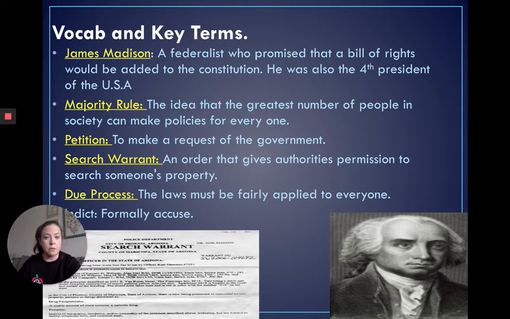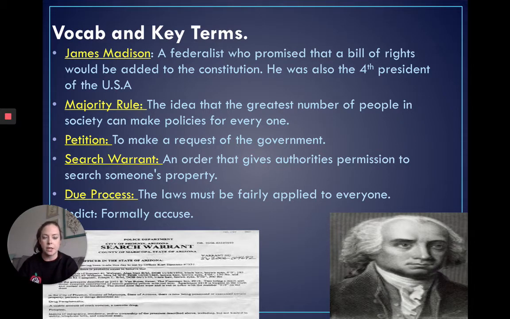Majority rule is a word or phrase you're going to hear come up with the Bill of Rights. It means that the greatest number of people in the society can make the policies for everyone. So here's an example. I say, okay, boys and girls, in social studies class, I'm going to bring in ice cream. Let's vote. Majority rules. Who wants chocolate? 10 people raise their hands. Who wants vanilla? 11 people raise their hands. Majority rules. What ice cream am I bringing in? Vanilla.